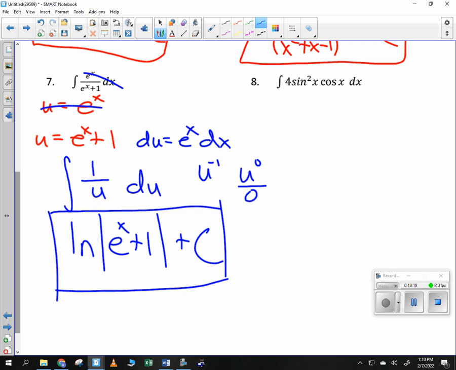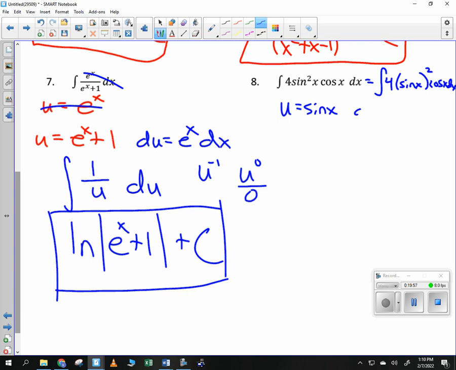And our last one, what should u be in this situation? We got sine squared, we've got cosine. Anybody else? What if I write it like this? 4 times sine of x, quantity squared, cosine of x. Is that more clear to you that u should just be sine of x? Yeah. U is just sine of x.